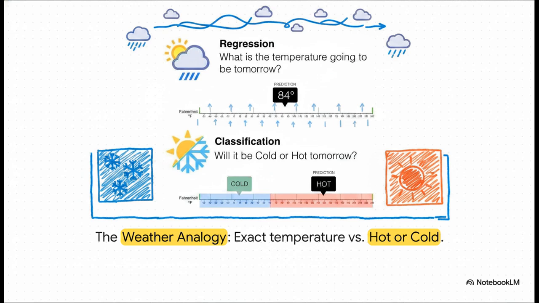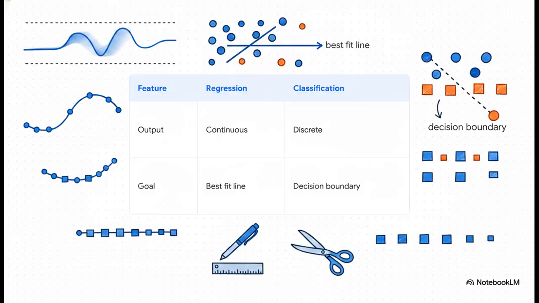But if you simply want to categorize tomorrow as either hot or cold, which is a discrete output, now you're dealing with a classification problem. It's the exact same subject, just approached with two entirely different predictive goals. Pretty cool, right? Let's bring all that together and compare them head to head.